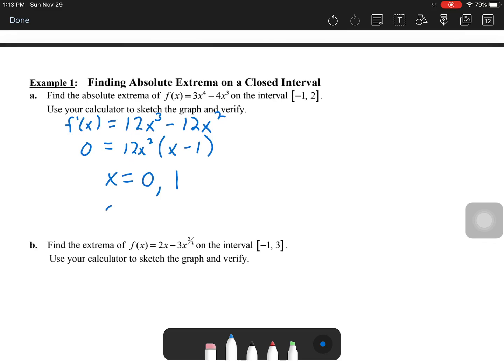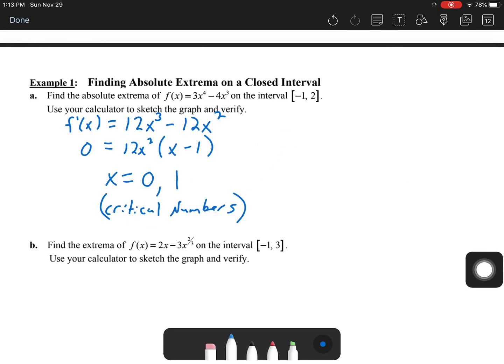I'm just going to label this critical numbers, okay? It's an important term. Now, once we have those critical numbers, we want to test them, and they're in our interval. 0 and 1, that's in our closed interval. So we want to test those, and we want to test the endpoints of our interval.